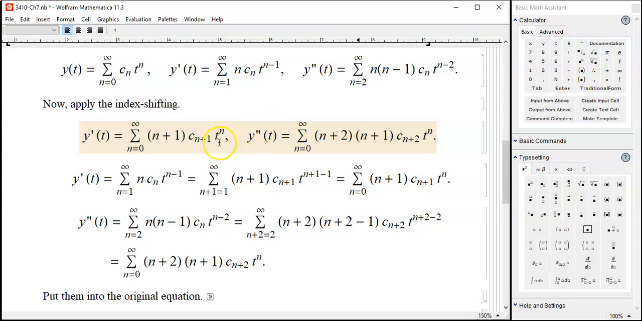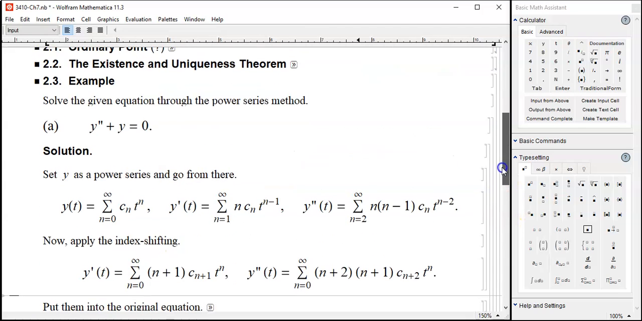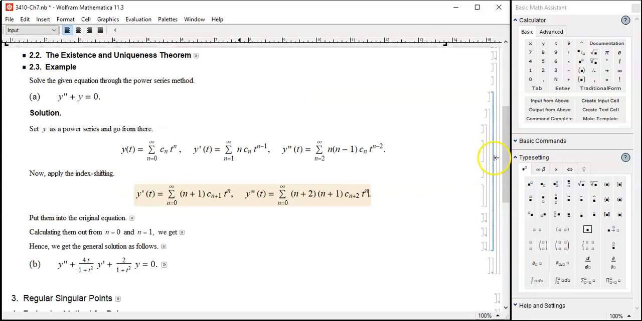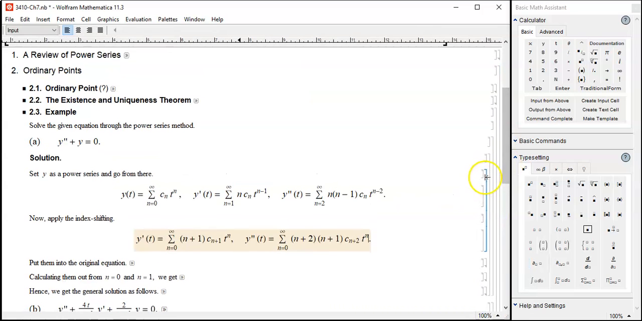So these two expressions, for y prime and y double prime, were nothing more than index shifting after taking the derivatives term by term. And this and that appear every single time. So you had better get used to these for all power series method problems, not just for this problem, but all problems. Okay, all right, let's go back to the normal font. Can you still read it? I hope so.